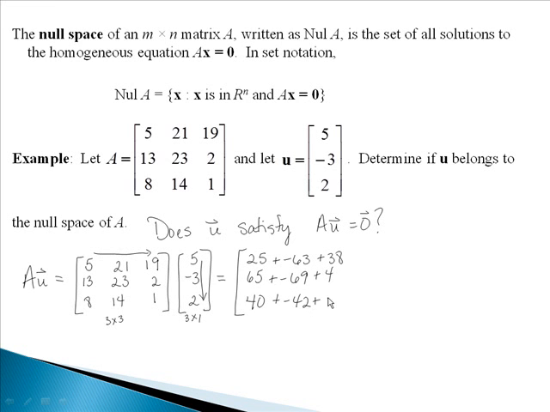If we add these together, we end up with all zeros, which is the 0 vector. And so we know that our vector u is in the null space of A. So it's pretty straightforward. If we're given a vector and a matrix, to see if that vector's in the null space, we simply multiply the matrix times the vector and see if we get the 0 vector. If we do, then we know it satisfies our homogeneous equation.